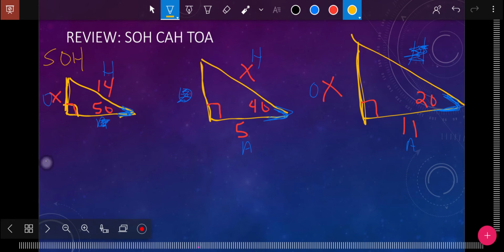S stands for sine, always of the angle. So sine of 50 equals x over 14. I'm going to put the sine of 50 over 1 and cross multiply. I get x equals, all right? I take my calculator. I type in 14 times sine of 50. And I get 10.72.